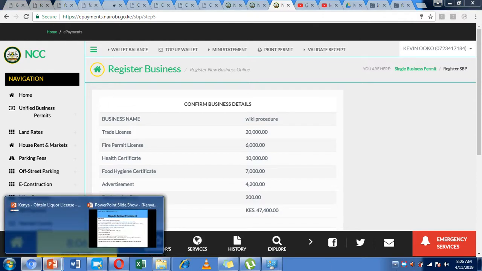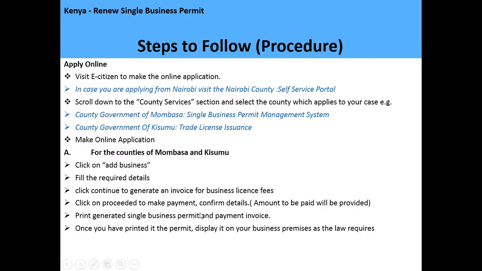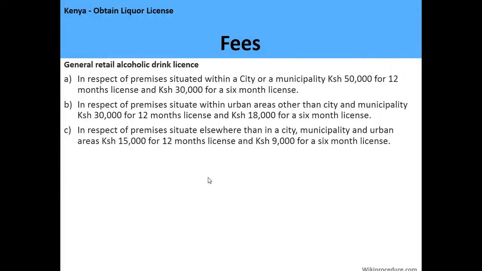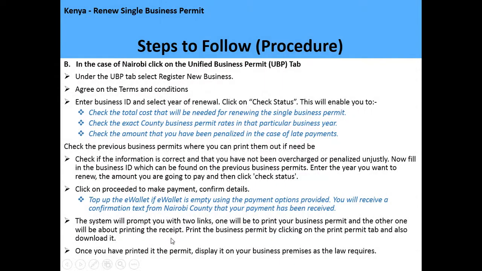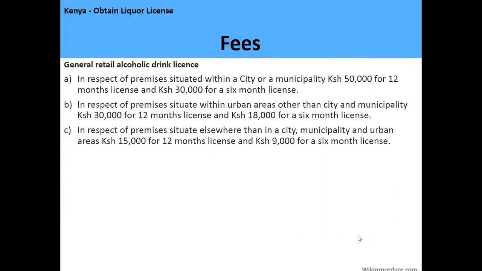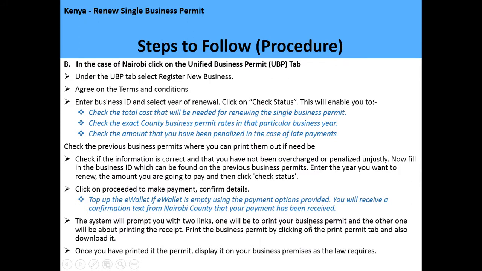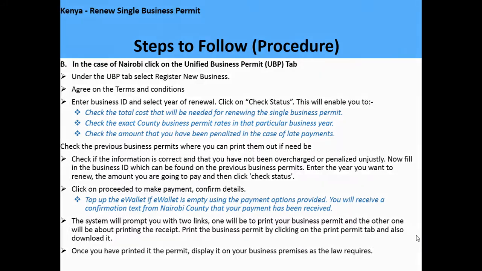So let's just get back to the presentation. Once you've topped up, the system will prompt you with two links. One link is to print your business permit, and the other one will be to print the receipt. So print your business permit, which is your liquor business permit. That is your unified business permit, your liquor permit, and display it somewhere visible as the law requires.